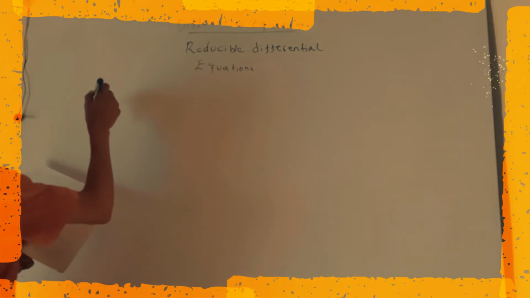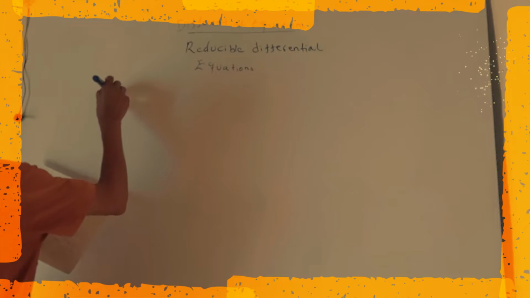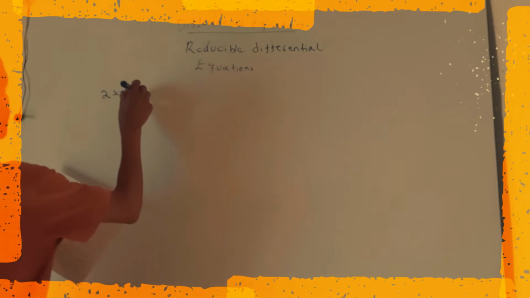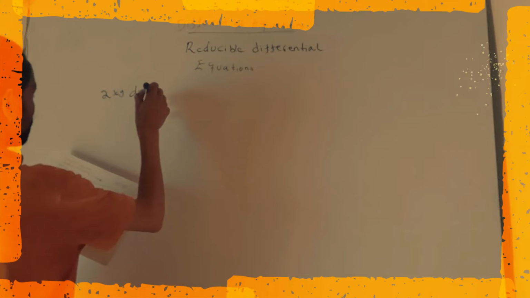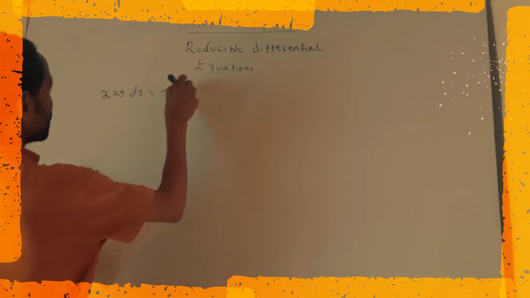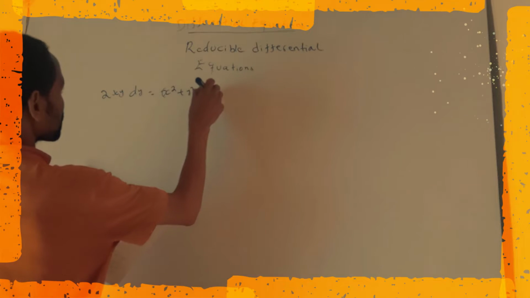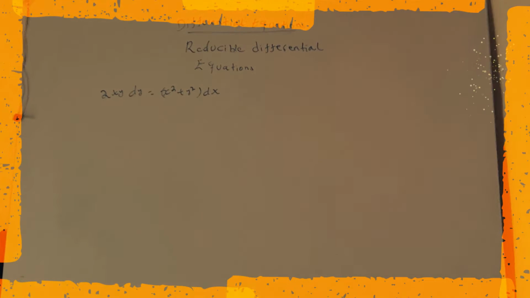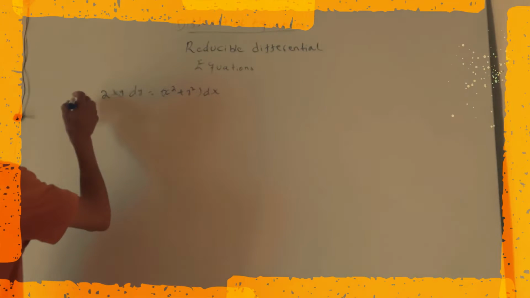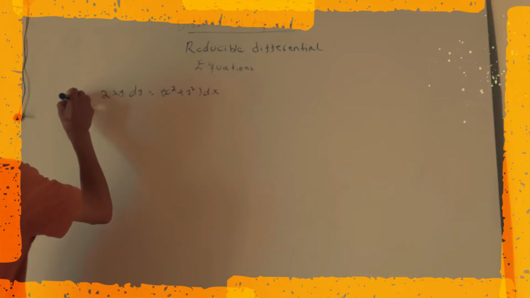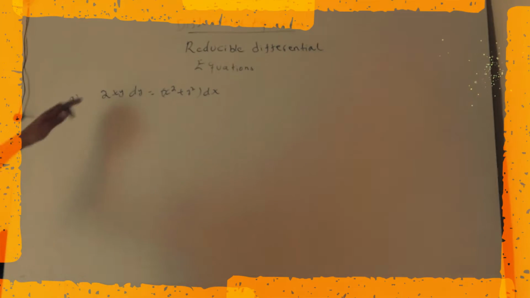For example, let me give you this: xy dy equals x squared y squared dx. Okay, this is the question. Now what will be the solution? Very good, that's clear. This is an expression, and we can consider this as A.